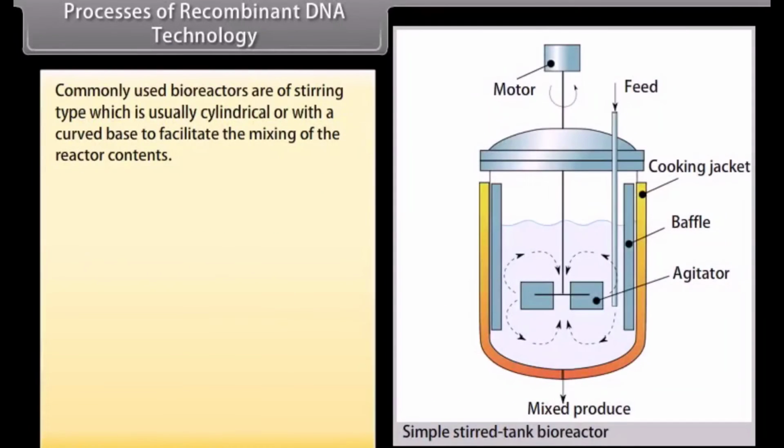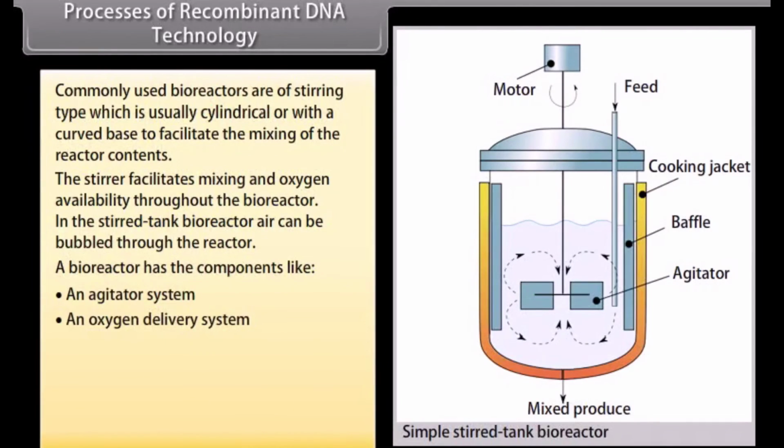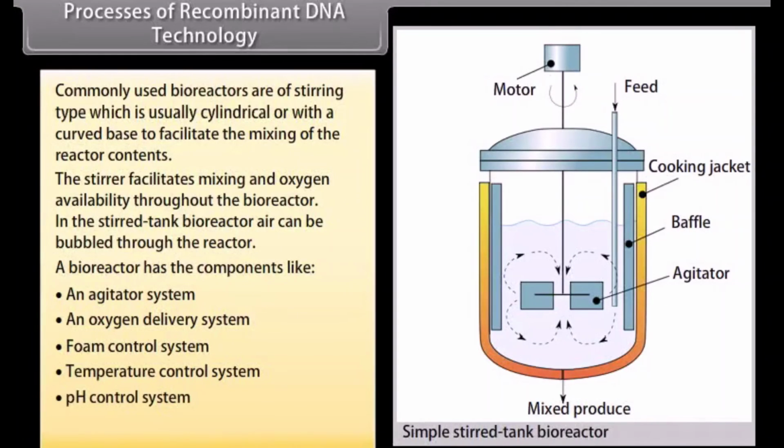Commonly used bioreactors are of the stirring type, which is usually cylindrical or with a curved base to facilitate the mixing of the reactor contents. The stirrer facilitates mixing and oxygen availability throughout the bioreactor. In the stirred tank bioreactor, air can be bubbled through the reactor. A bioreactor has components like an agitator system, an oxygen delivery system, foam control system, temperature control system, pH control system, and sampling ports.